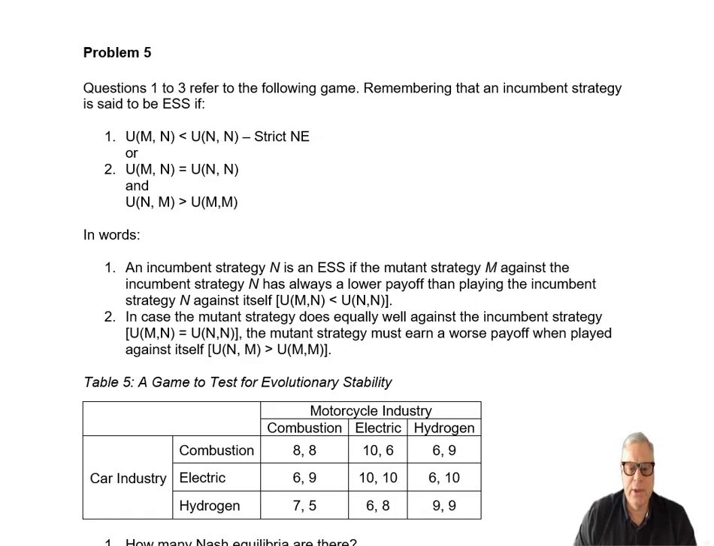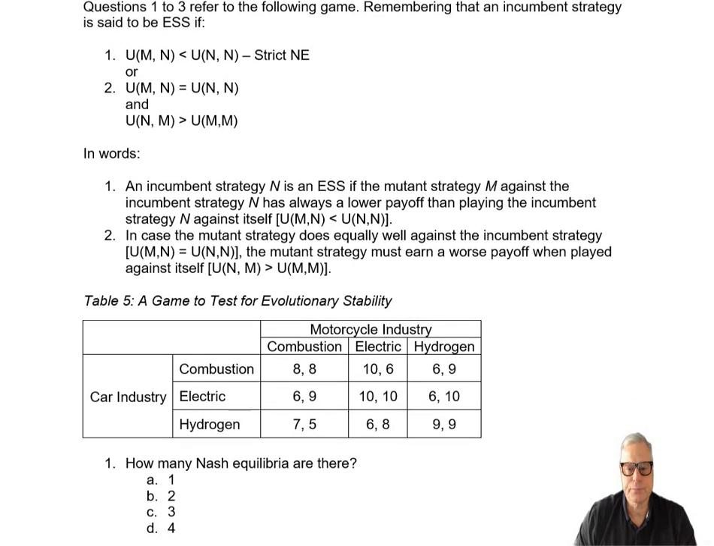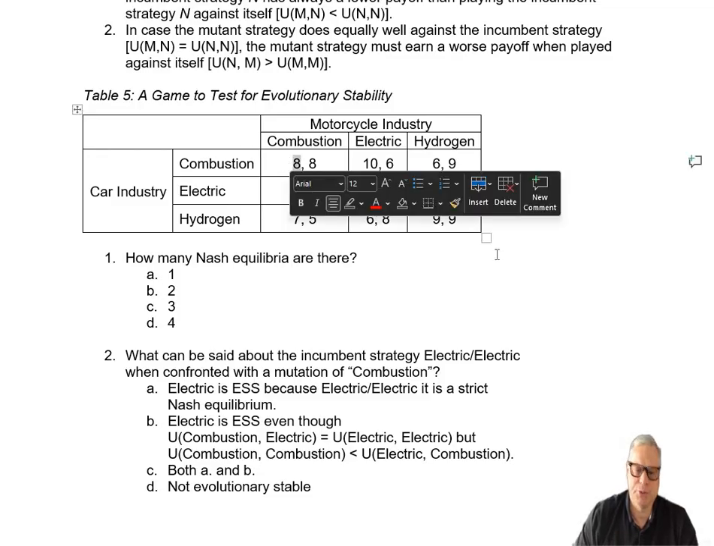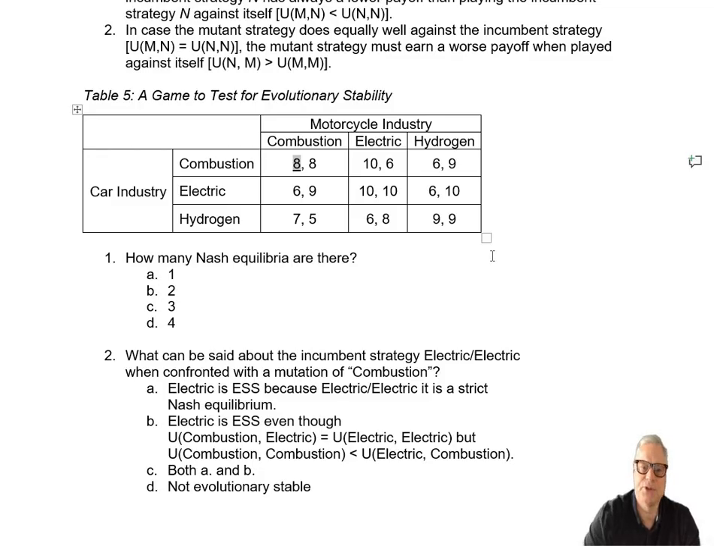Okay, let's take a look at this game. So we have two players, the car industry and the motorcycle industry. So let's first take a look at what the best strategies are. So if the car industry thinks the motorcycle industry goes for combustion, then combustion pays a payoff of 8. So that's the car industry's best response.